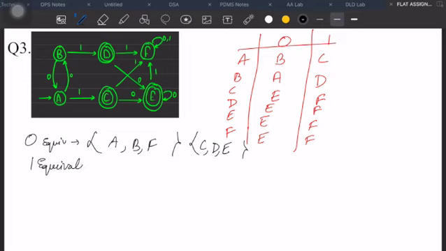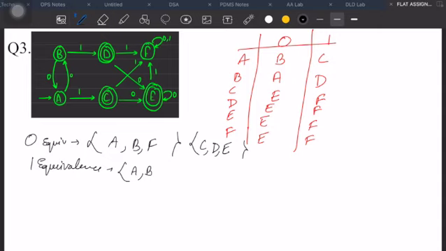What we are doing here is the same as what we have done in the previous questions. On getting input 0 and 1, A is going to B and C, but B and C are in different sets. Now checking the equivalence for A and B: on getting input 0, they are going into A and B, which are in the same set, and on getting input 1, they are going into C and D, which are also in the same set. So now A and B are equivalent.